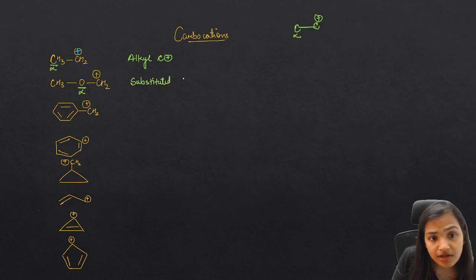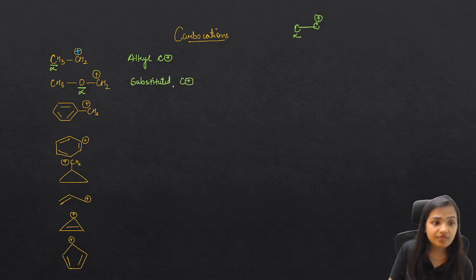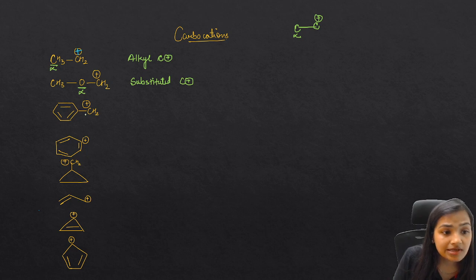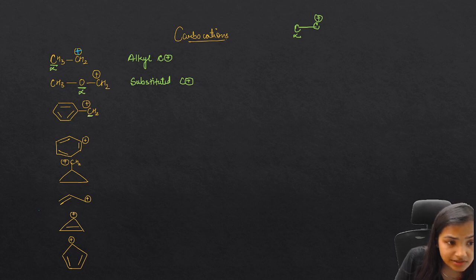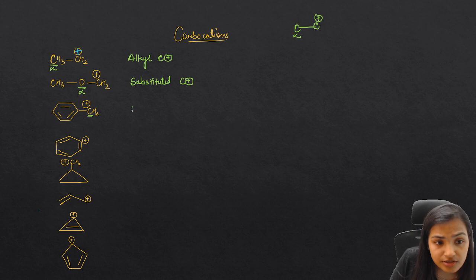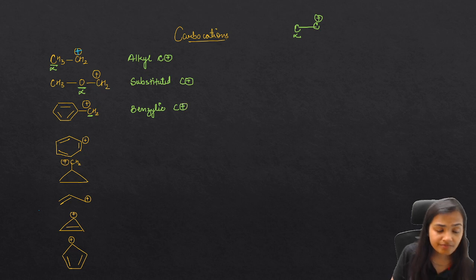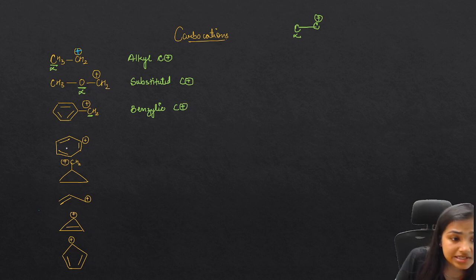Substituted carbocation. Okay, now here if you will see, this carbocation is said to be, here we have a benzene ring, and this is a carbon. This carbon is usually said to be the benzylic carbocation. So this is known as a benzylic carbocation.